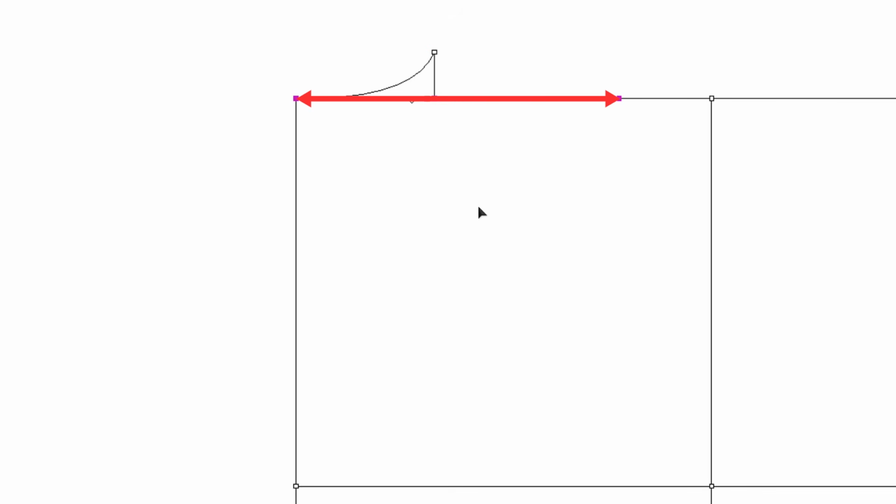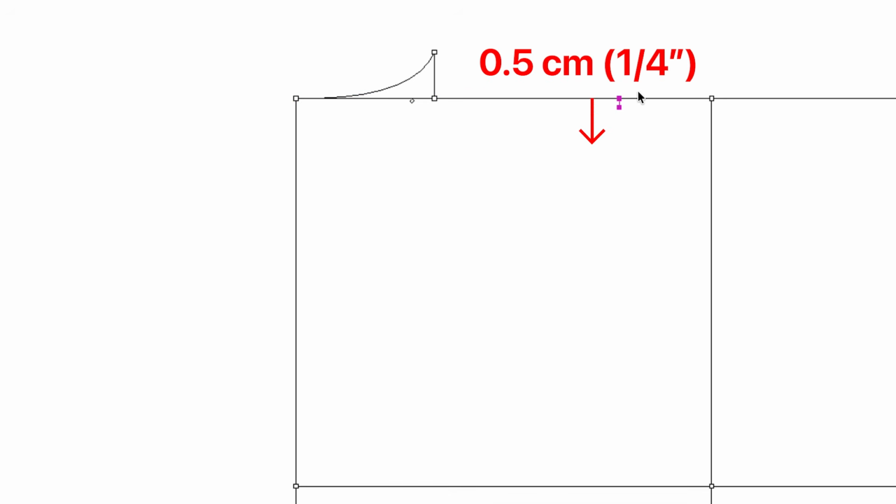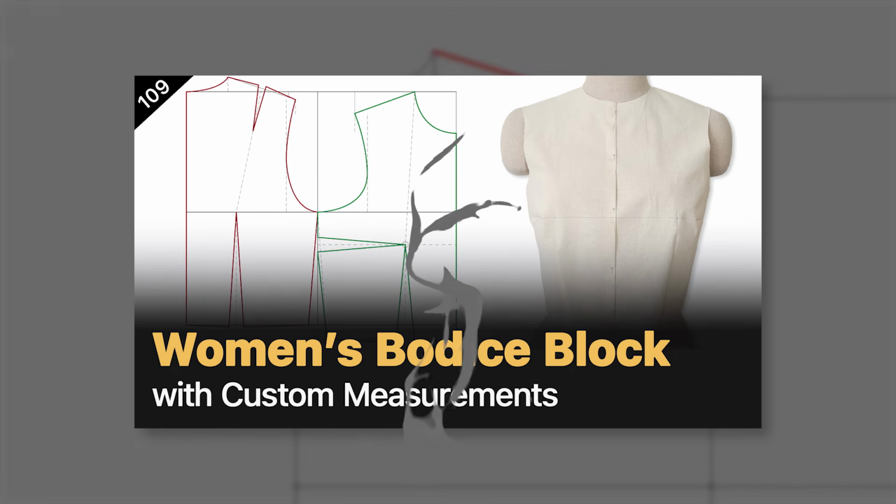Okay, shoulder width. The shoulder width of today's example is 35 centimeter, so divided by 2, 17.5 centimeter. I'm gonna go down 0.5 centimeter and draw the shoulder seam. I'm not going to have a shoulder dart on this block. If you want to create a bodice block with the shoulder dart at the back, watch episode 109. I created the bodice block with the shoulder dart at the back.